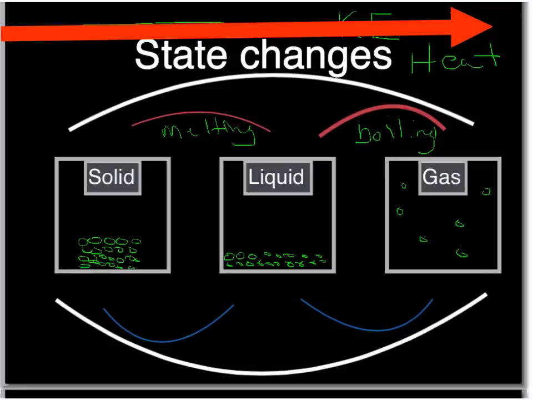The gas, if we were to cool it down, let's say we're taking away heat, so we have less heat going back, then to cool it down, we would be condensing, or condensation. If we're going from liquid to solid, we're taking away even more kinetic energy, then it would be freezing.